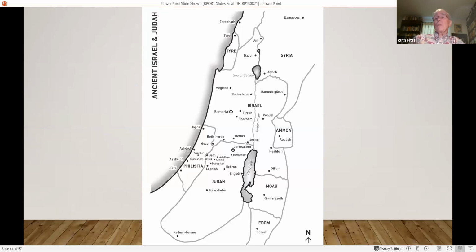So here's where we will start next time as we make our entry just above the Dead Sea from the east of the Jordan River and into Canaan. One more, I think.